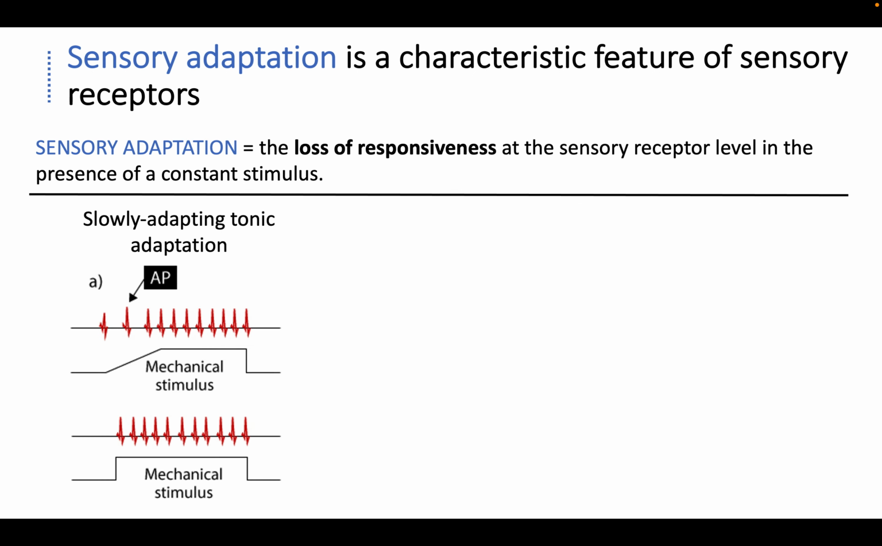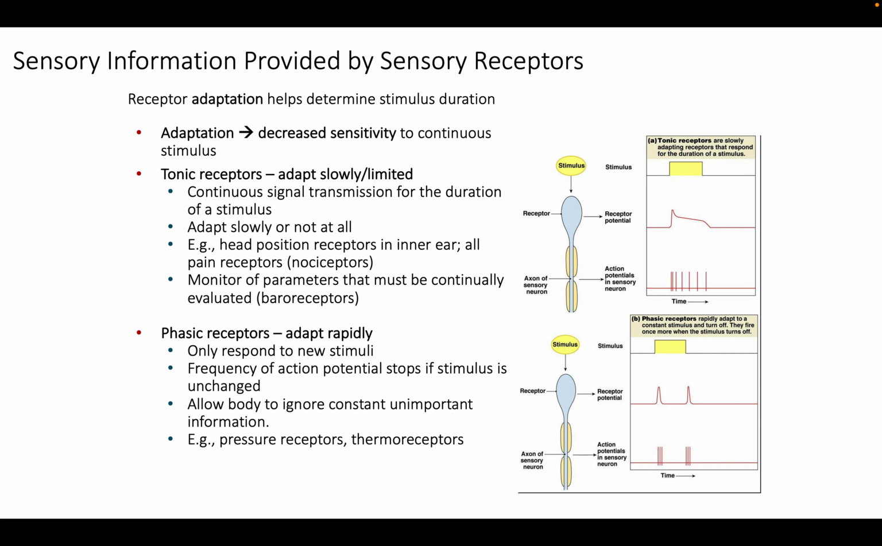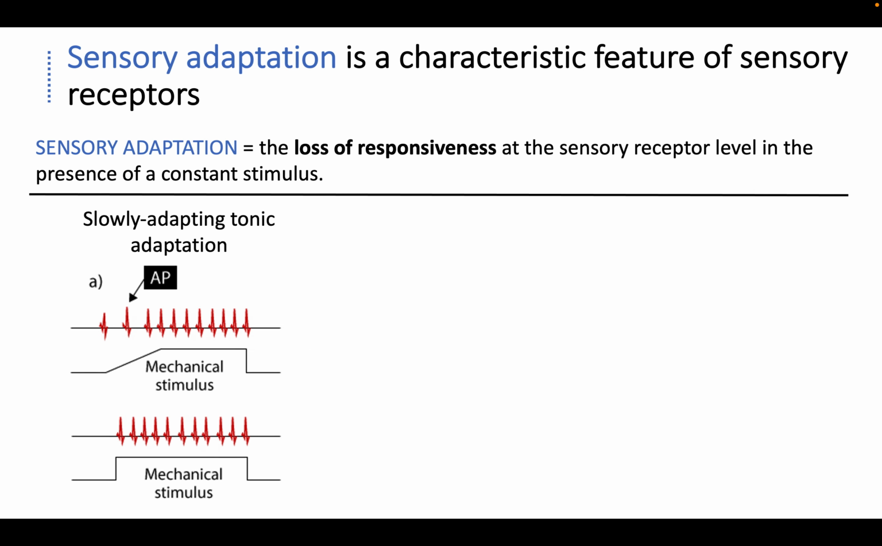So again, this idea of sensory adaptation is a loss of responsiveness. There are a few graphs here that can also help you understand this, and these graphs are very similar to what we saw in this graph here. So what we're looking at here is a slowly adapting receptor. Okay, so slowly adapting, remember, is tonic.